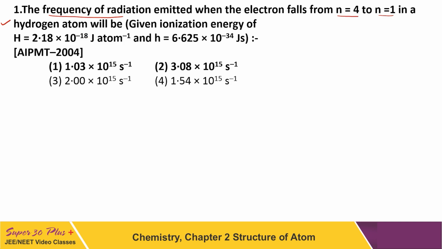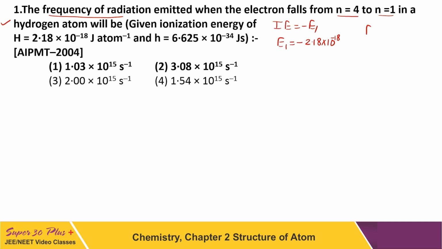Students, in this numerical, ionization energy is given for hydrogen, and we already know that ionization energy is equal to minus E1. So with the help of ionization energy, if you have the value of IP, ionization potential, you will have the value of first shell energy. So E1 will be minus 2.18 into 10 to the power minus 18. This is the energy of the first shell.